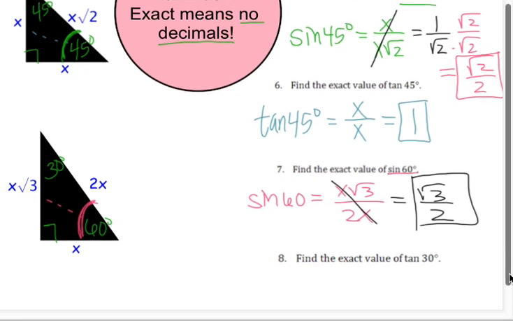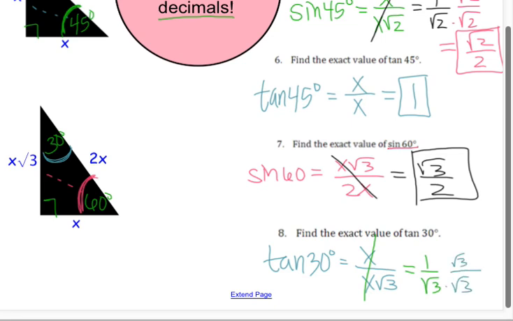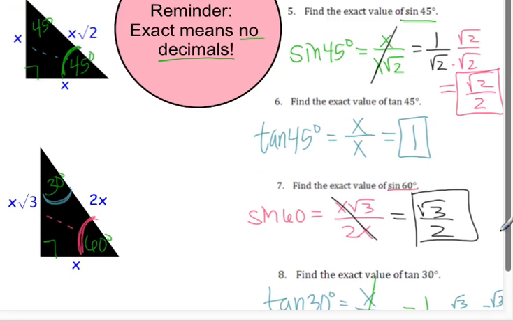And then the last one for this kind of example is to find the exact value of tangent of 30 degrees. So now I'm going to go ahead and look at my 30-degree angle to figure out tangent of 30. Tangent is opposite over adjacent, so my opposite now is x, and my adjacent is x square root of 3. My x's will simplify to 1, so I have 1 over the square root of 3. But now I need to rationalize my denominator. Do not leave that square root of 3 there. So multiply by the square root of 3 over the square root of 3. So I will get square root of 3 over 3. That is what the tangent of 30 is.